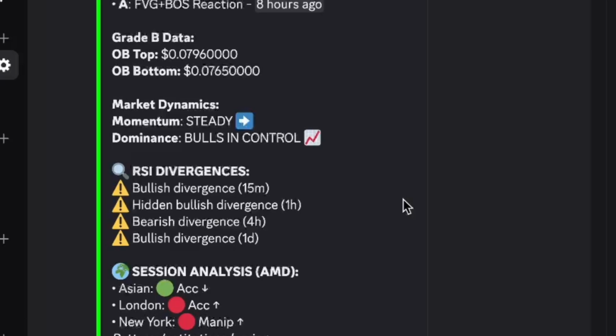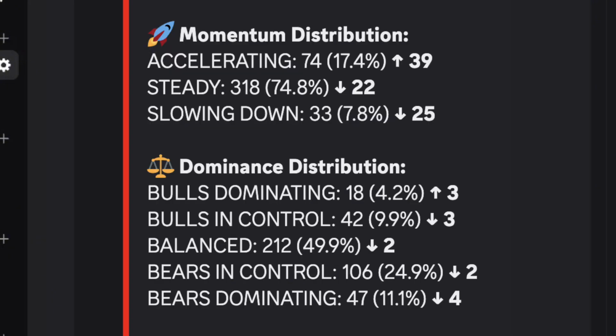Market Dynamics is a custom algorithm running across 2,500 15-minute candles per coin, roughly 26 days of price action. It measures 2 things independently: momentum and dominance. Momentum can either be steady, accelerating, or slowing down, in which case the momentum is fading, so you would take more caution. The dominance is who is in control based on bull versus bear wave strength. Bulls dominating, bulls in control, balanced, bears in control, or bears dominating. Balanced obviously means no side has the edge.